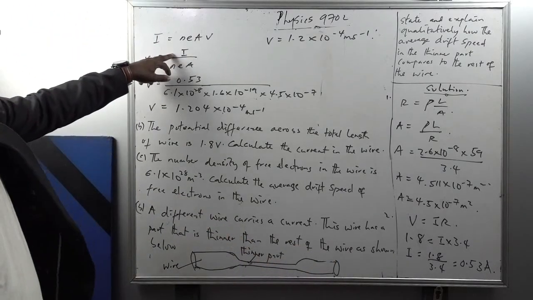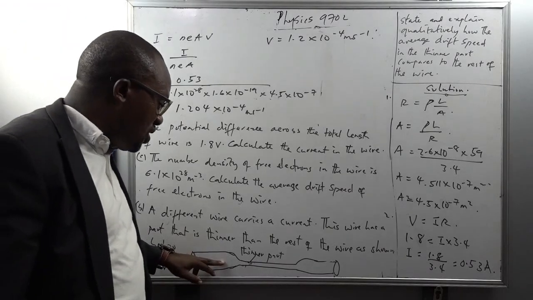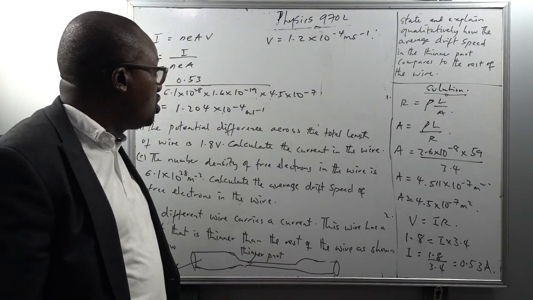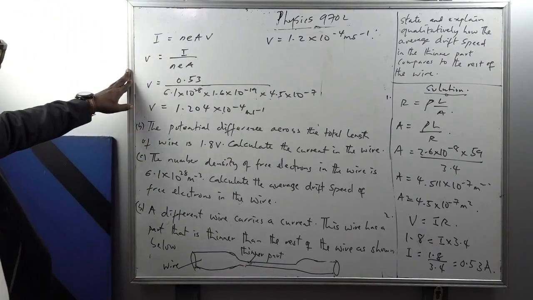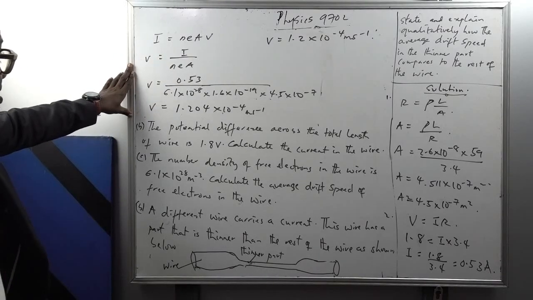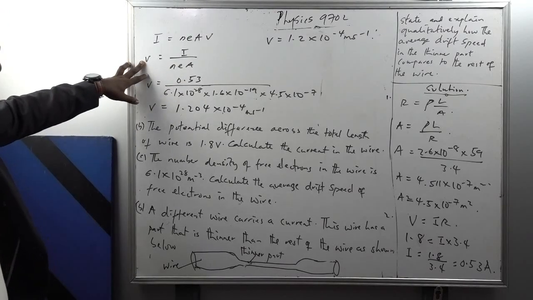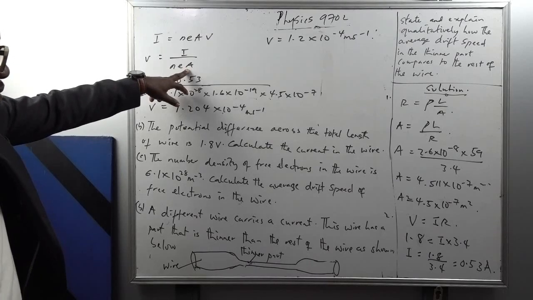So the current is what? Constant. The current flowing through the thicker part of the wire is the same as the current flowing through the thinner part of the wire. So the current is constant. The number density of charge is a material constant, is the same. Elementary charge is a constant. Therefore, the drift speed is inversely proportional to the cross-sectional area.